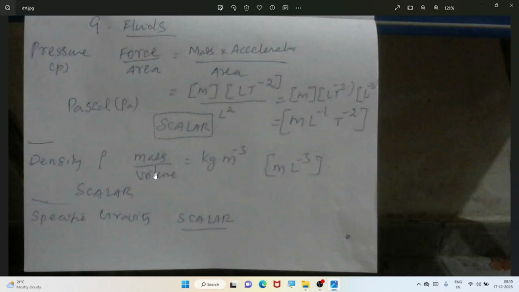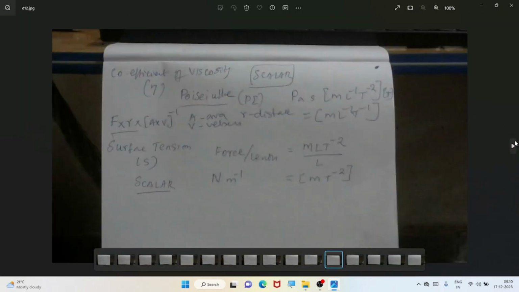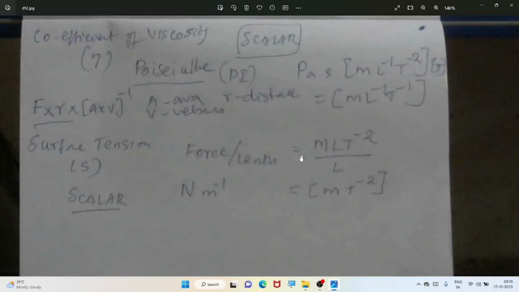Density, mass by volume. Specific gravity is a scalar quantity. Coefficient of viscosity: force into distance, divided by area into velocity. This is Pascal second. Surface tension, force by length. Force is mass into acceleration.